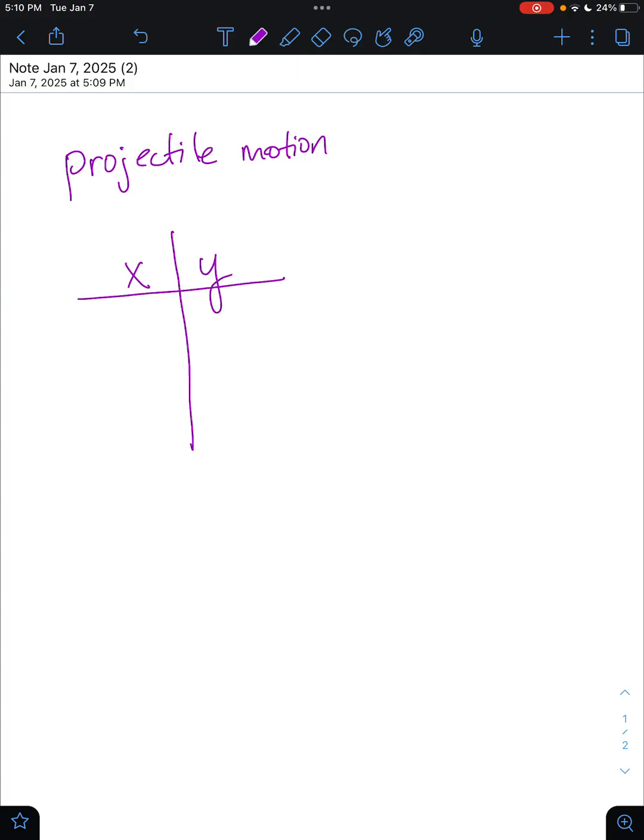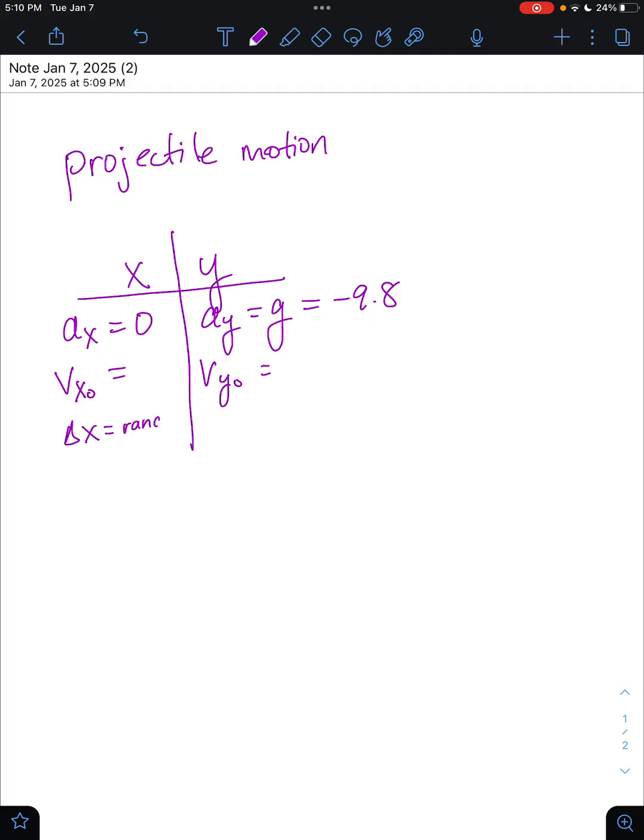Things that are always true: the horizontal acceleration is 0, and the vertical acceleration is the acceleration due to gravity. If we're trying to hit a target or doing Mastering Physics on Earth, it would be negative 9.8. We have a starting x velocity and a starting y velocity, and they're usually not the same number. We have a delta x, which is the horizontal range that something goes, and a delta y, which is the change in height that the object has.